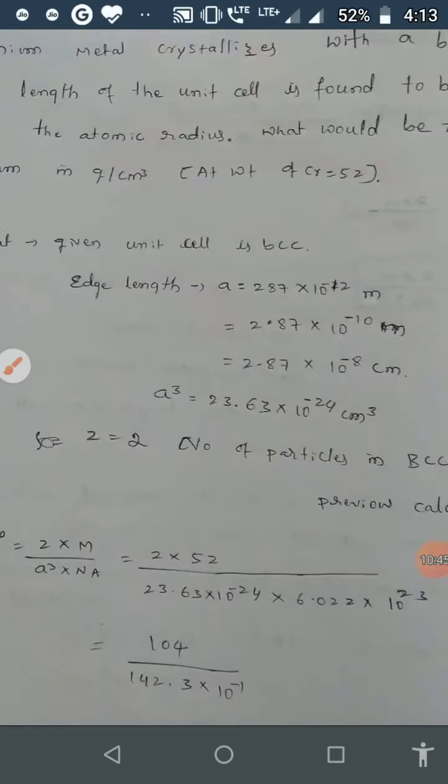For our calculation, we require A cube. Therefore, we will take the cube of A, which is equal to 2.87 into 2.87 into 2.87, which gives you 23.63 into 10 to the power of minus 24 cubic centimeter.